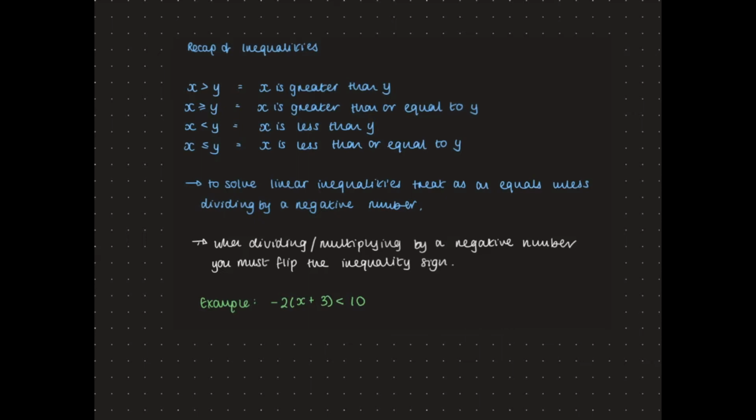So if I look at this example, I'm going to solve it first exactly as I would if it was an equal sign. So first thing I'll do is expand my brackets. Then get x on one side and everything else on the other side. Now I need to divide by -2. Because I'm dividing by a negative number, that means I flip my sign. So I flip my sign, and I have my final answer.